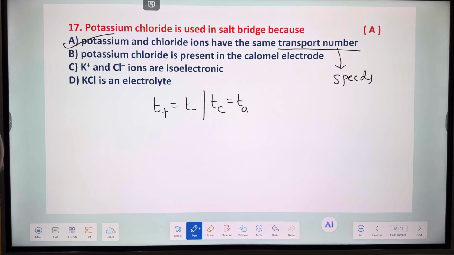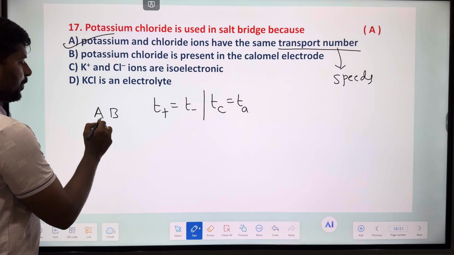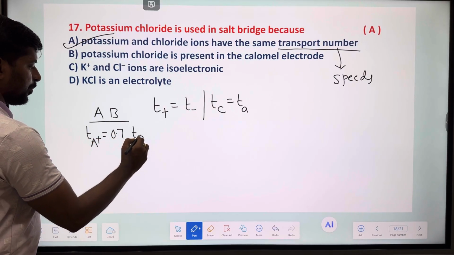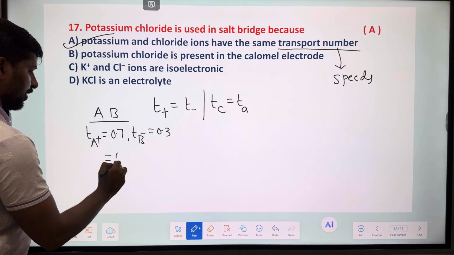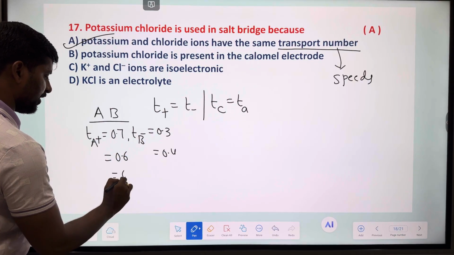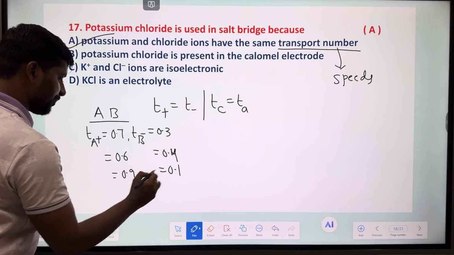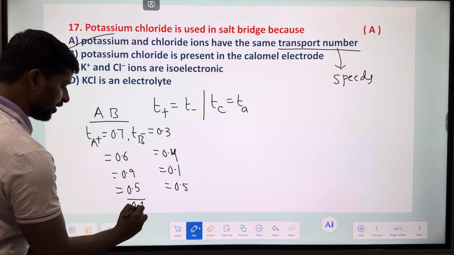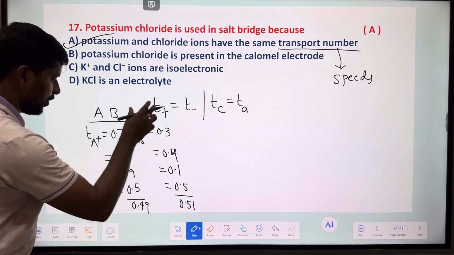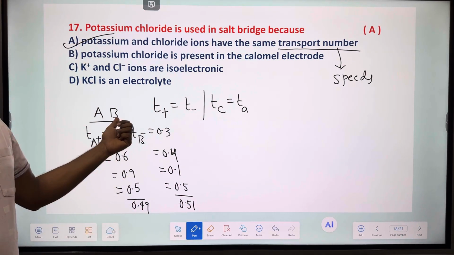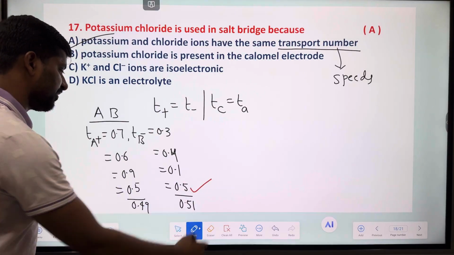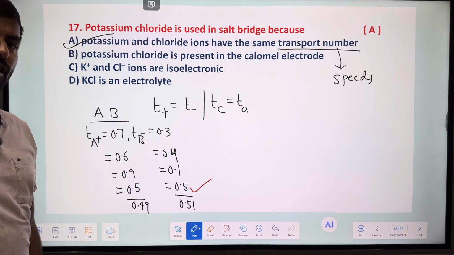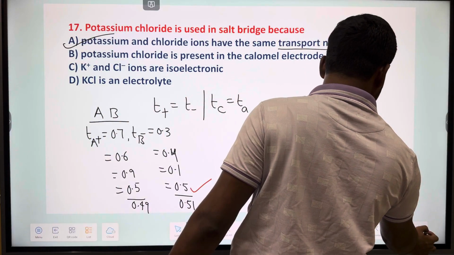Once a question was given in an exam with different combinations of transport numbers: 0.7, 0.3, always summing to 1, right? 0.6, 0.4, 0.9, 0.1. Next, 0.5, 0.5 are nearly the same, and 0.49, 0.51. So in which case is it suitable for using in the salt bridge? In this case it is suitable to use in the salt bridge, since the transport numbers of cation and anion are almost the same, like that different combinations are given.